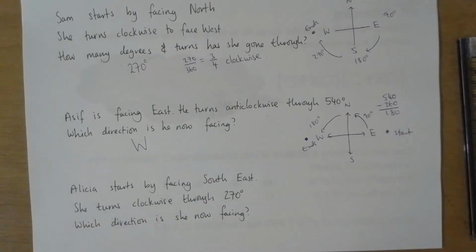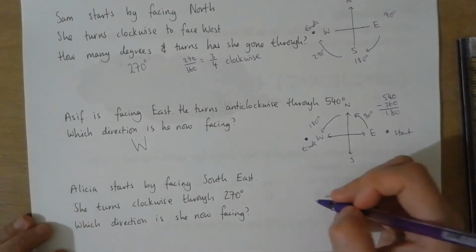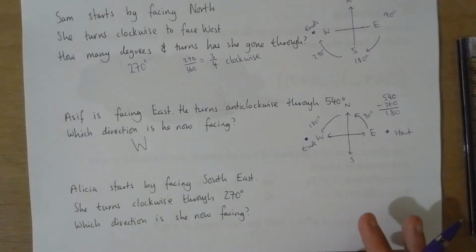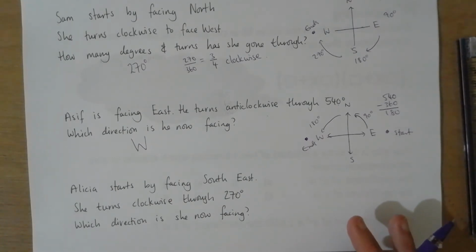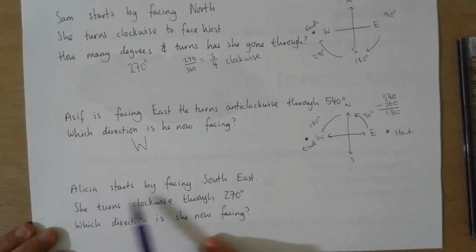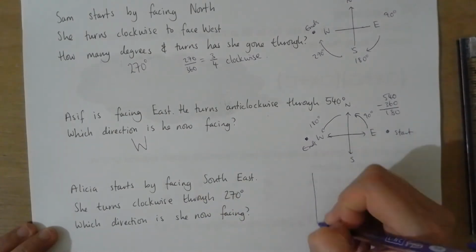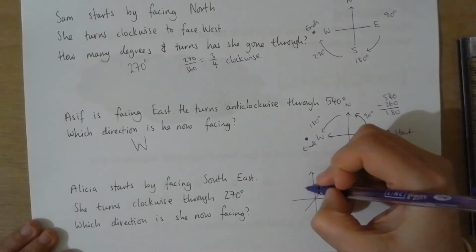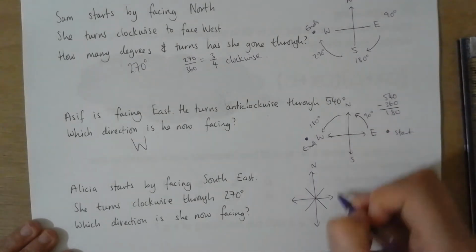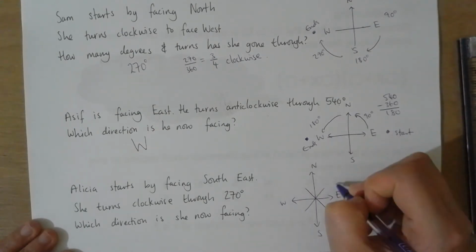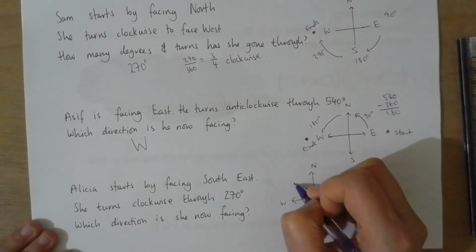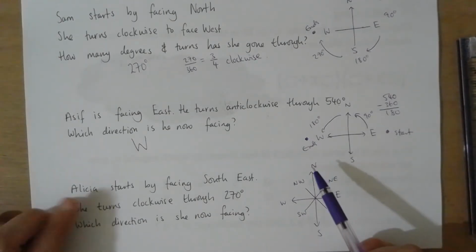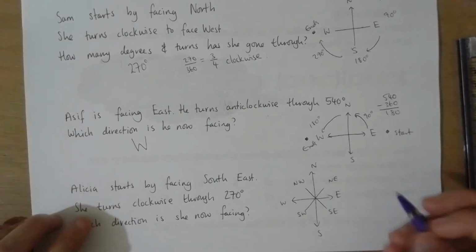Okay, Alicia starts by facing southeast. Obviously, while we're going through these, if you are pausing to work out for yourself, that is perfectly fine. Please continue to do so. So I am not just going to draw these 4. I will be drawing the other ones as well. So I've got north, east, south, west, northeast, northwest, southeast, southwest.